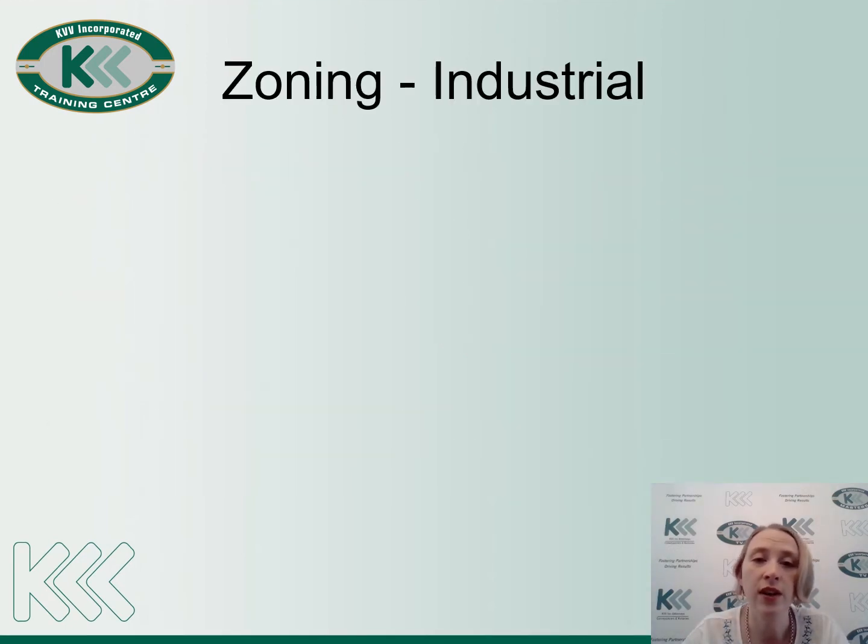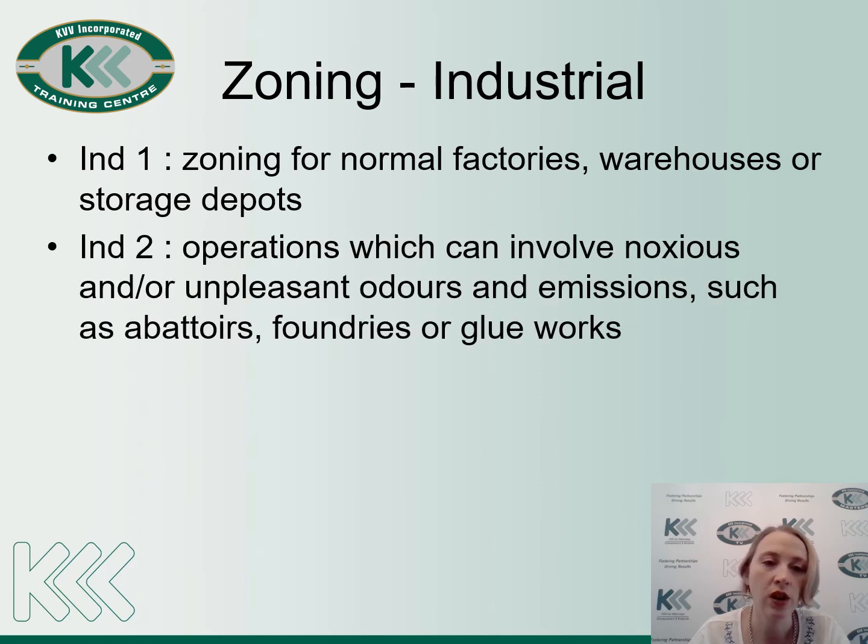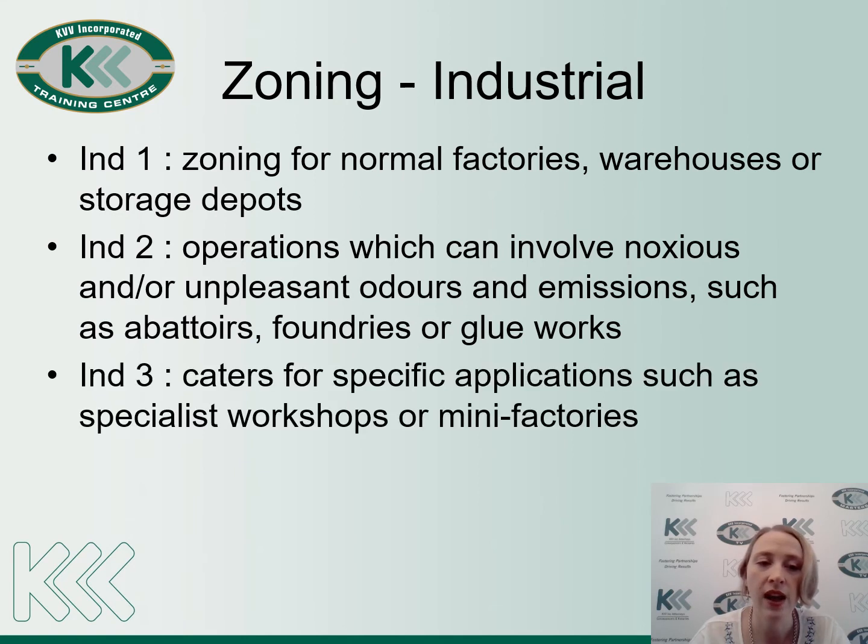Lastly, we look at zoning for industrial purposes, which provides for 3 categories. Firstly, Industrial 1, which is zoning for normal factories, warehouses or storage depots. Industrial 2, which allows for operations that can involve noxious and/or unpleasant odors and emissions, such as abattoirs, foundries or glue works. And Industrial 3, which caters for specific applications, such as specialist workshops or mini factories.